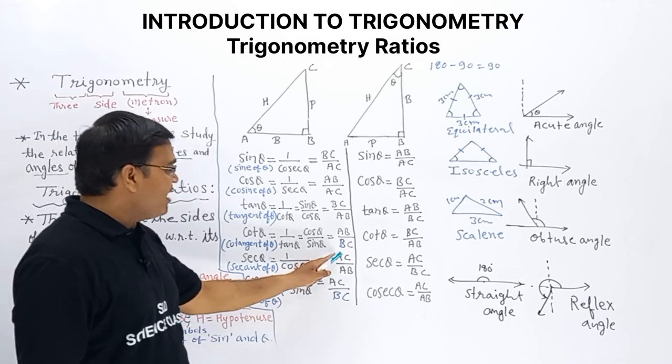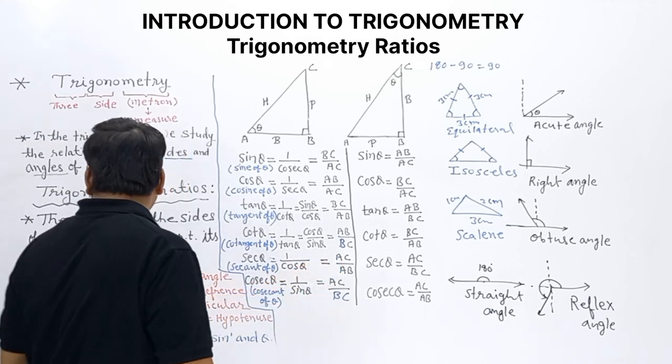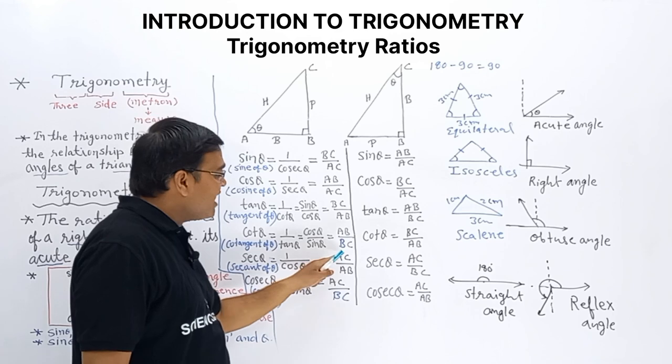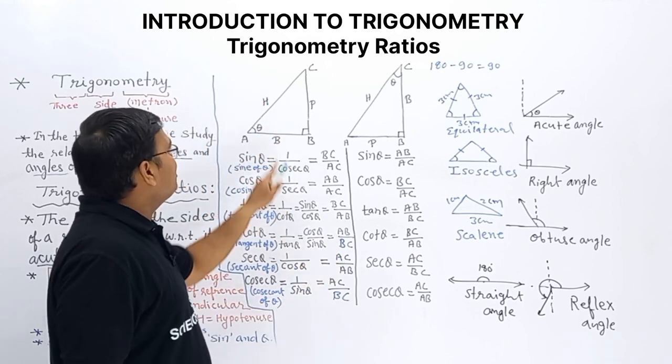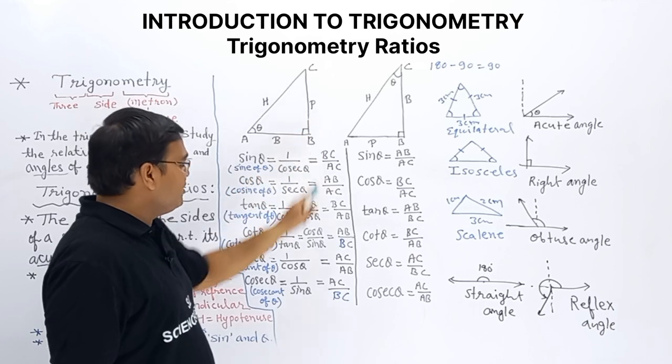Sec theta is the hypotenuse upon base, and cosec theta is what? Hypotenuse upon perpendicular.